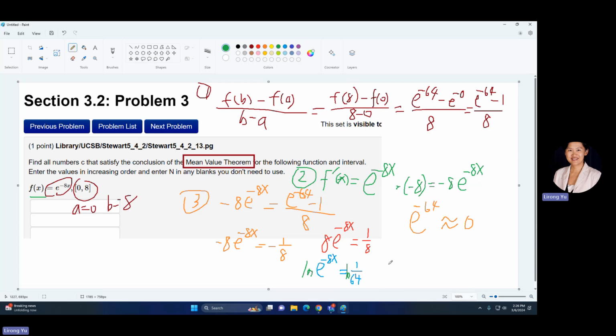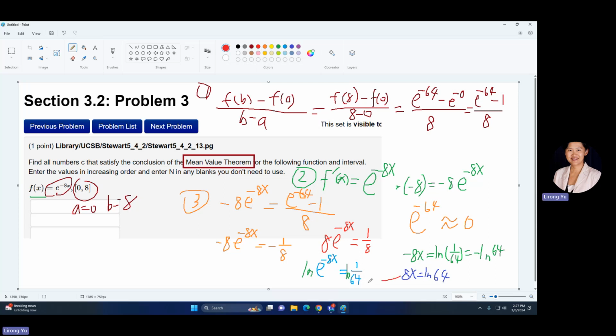On the left, ln and e are inverse functions, so they cancel each other, and the input is negative 8x. The right side is ln of 1/64. When you have 1 over something, it's a negative 1 power, so the negative 1 goes to the front. This is actually negative ln of 64. If we cancel the negative on the left and on the right, then we have 8x equal to ln of 64.